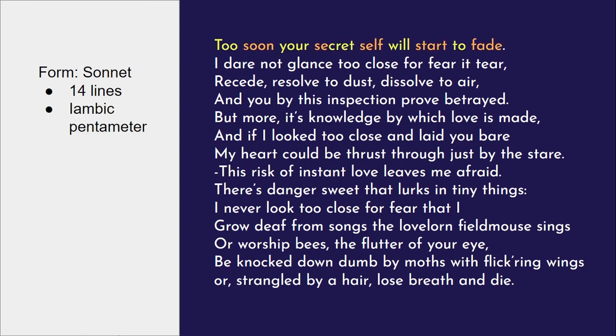Sonnets are also typically written in iambic pentameter. That means you have 10 syllables in each line and you have a rhythm that sounds like this. Da-dun, da-dun, da-dun, da-dun, da-dun. Too soon your secret self will start to fade. Trying to get the lines to fit into that rhythm took a lot of tinkering.